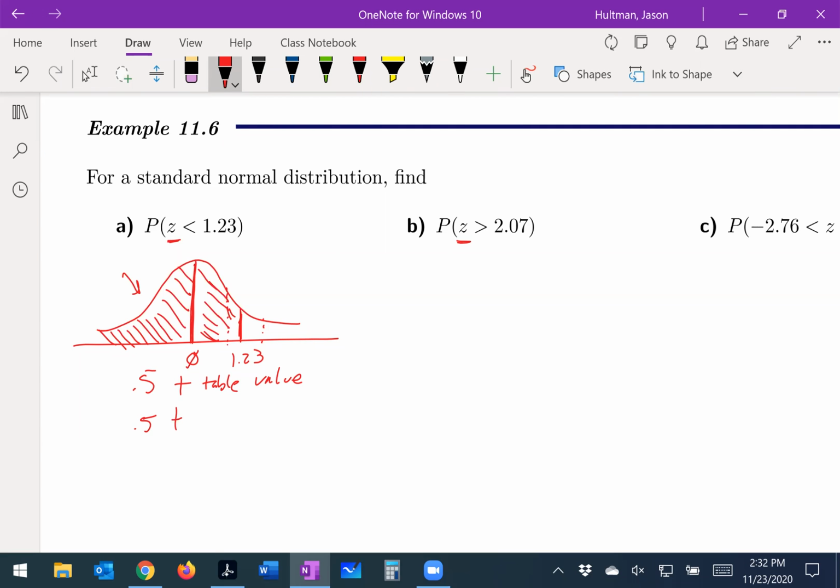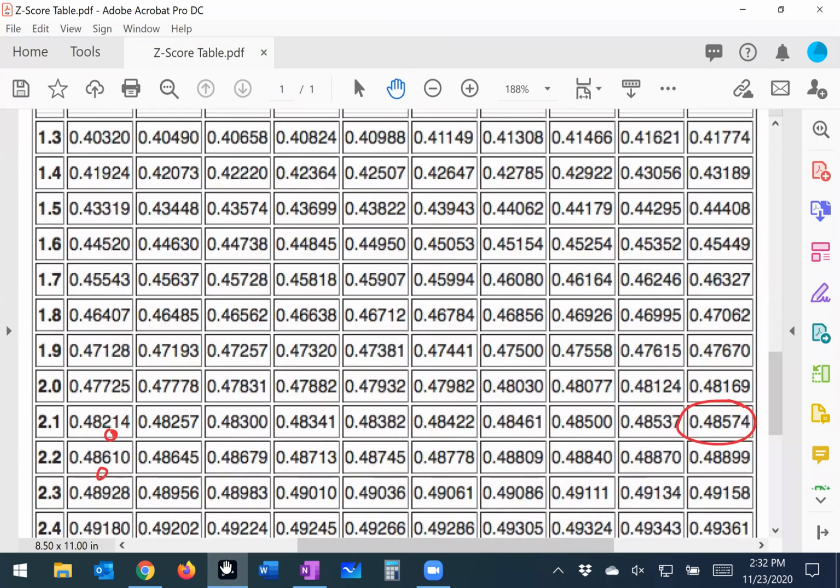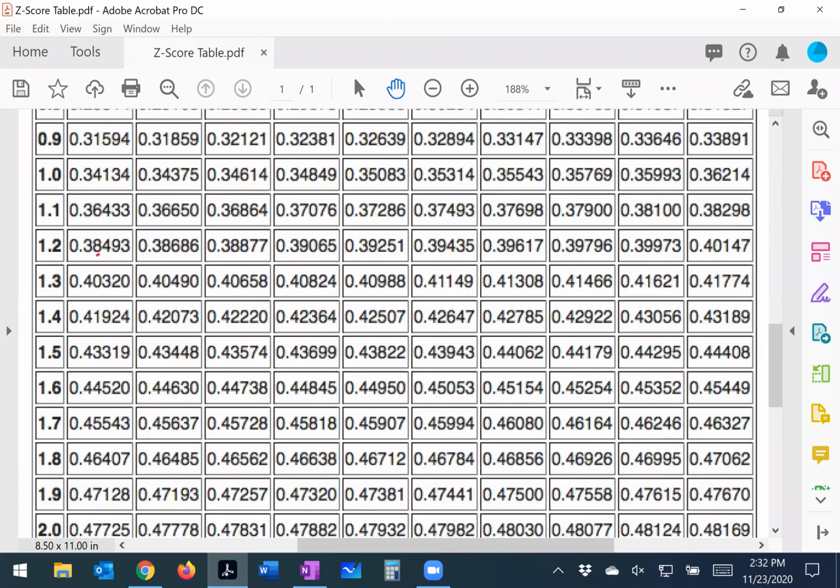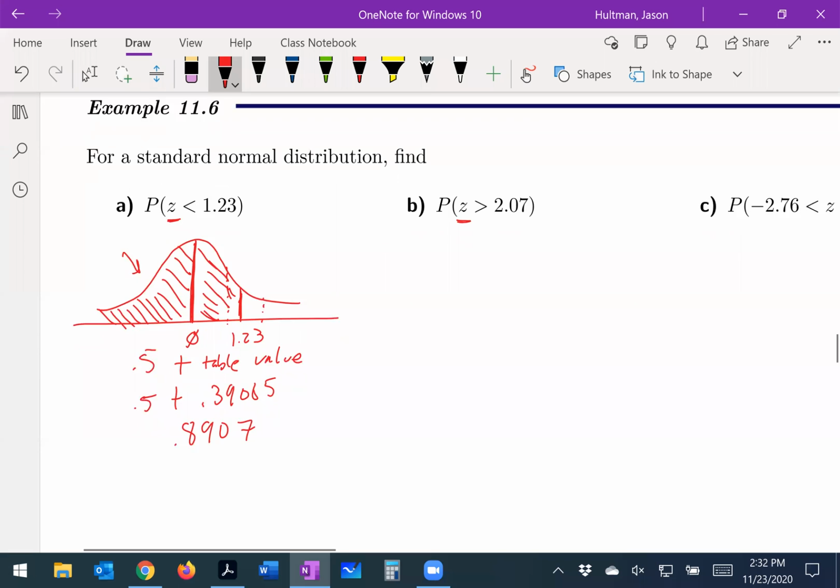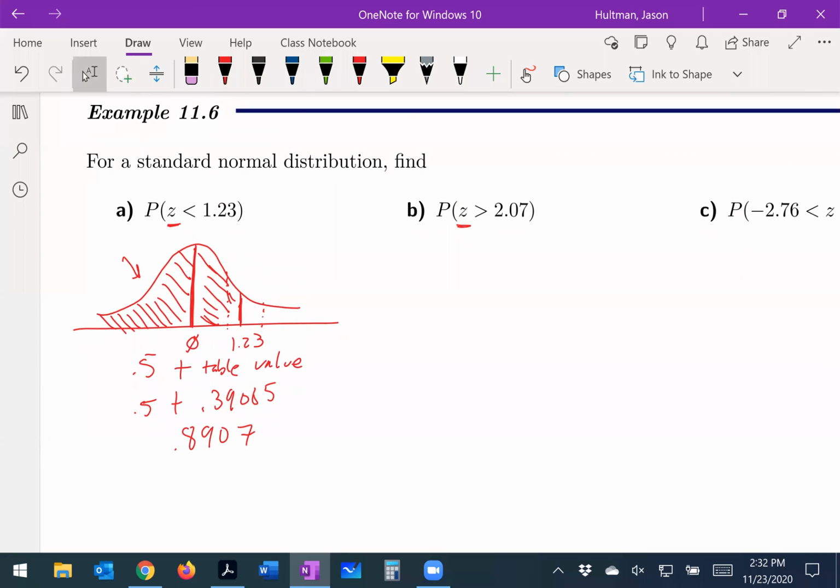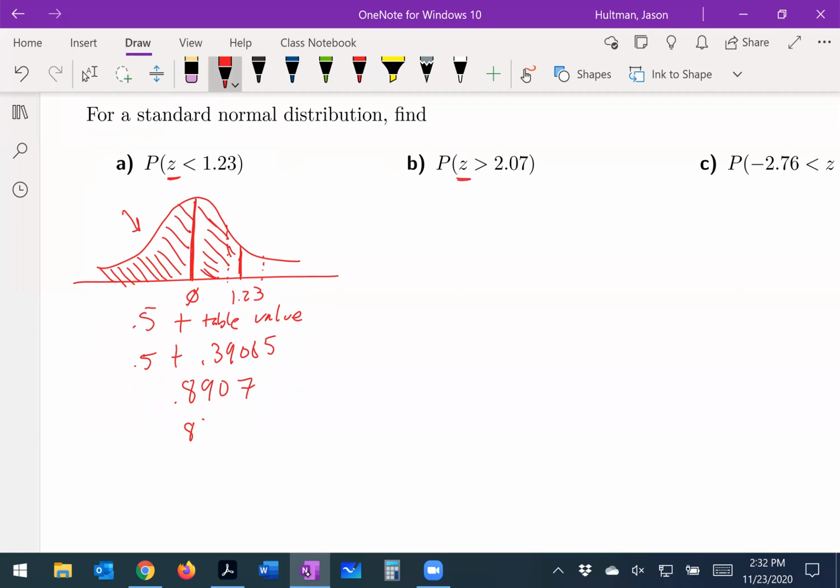Let's go to the table. Where's 1.23? This is 1.20, 1.21, 1.22, 1.23, right there. So that's 0.39065. This is very easy to add because we're just adding the two front digits. It's 0.8907, rounded. So that's the probability that this is going to happen: 89.07% sure in this case.